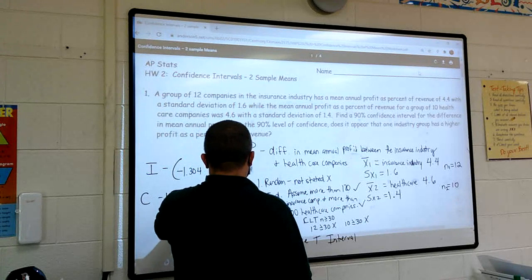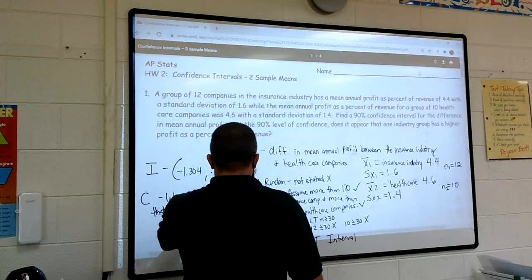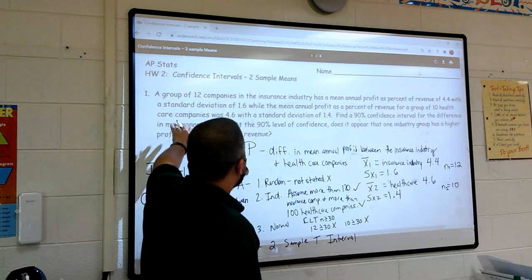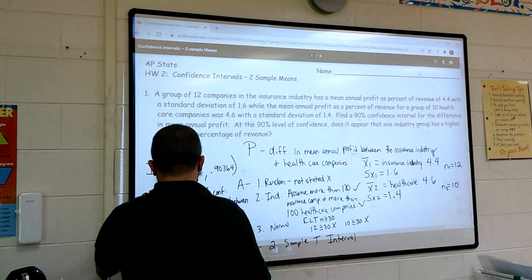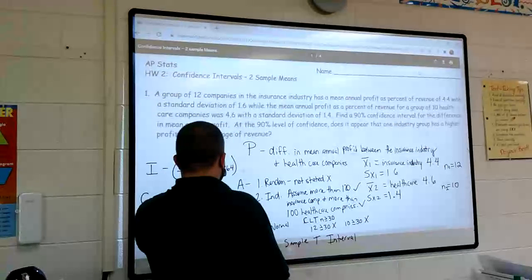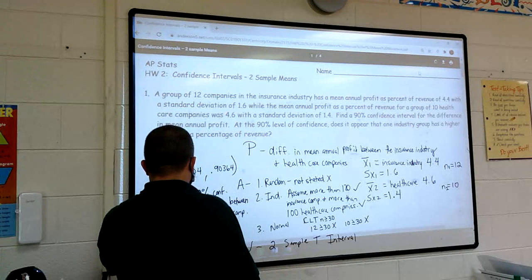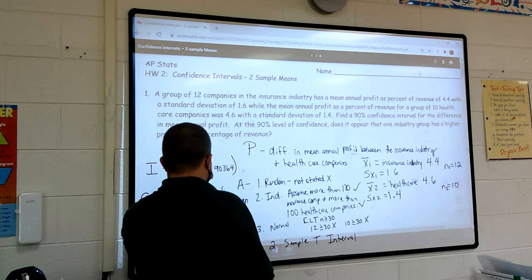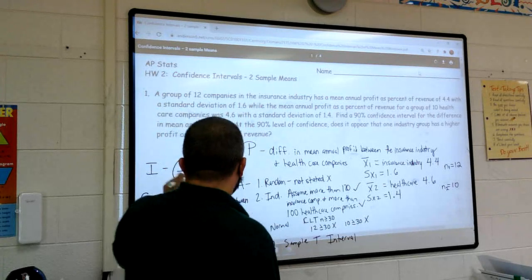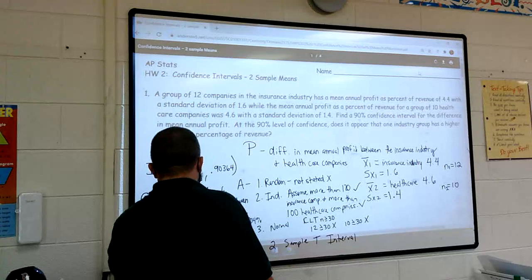We're 90% confident that the true mean difference between percentage of revenue in insurance companies and healthcare companies is between, and remember, this is percent of revenue, so it is between negative 1.3004% and 0.90364%.